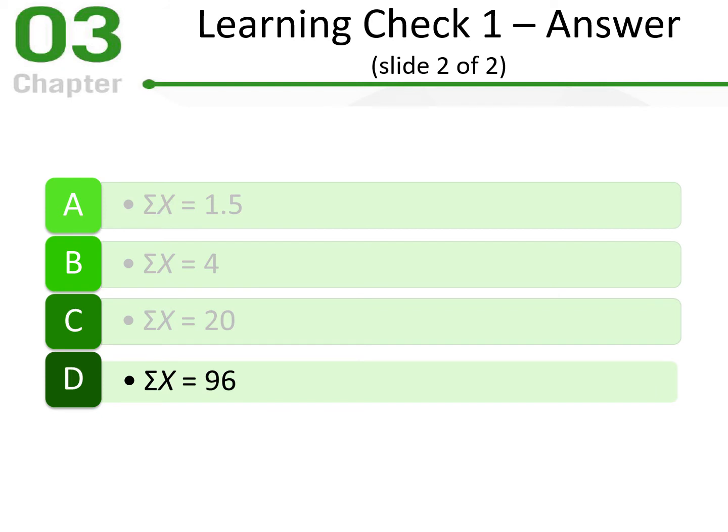96 is your answer. Very easy. To find sum of x, multiply the mean times the sample size. And that gives you sum of x.